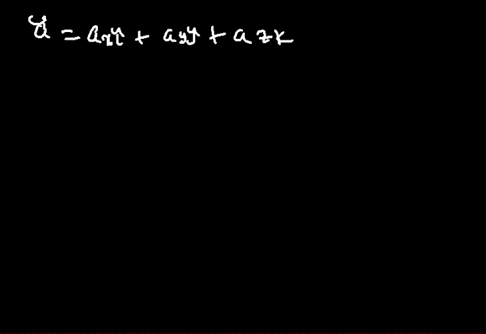Now let's talk about what we call the dot product of vectors as well as the cross product of vectors. Let's say we have a vector A which is given as AX i plus AY j plus AZ k, and we have the vector B which is given as BX i plus BY j plus BZ k.